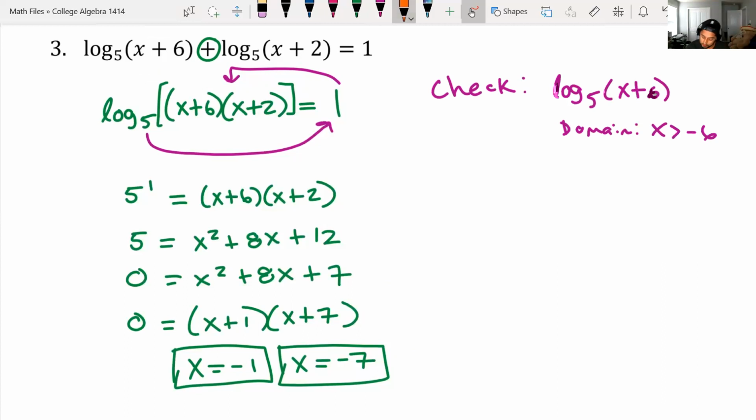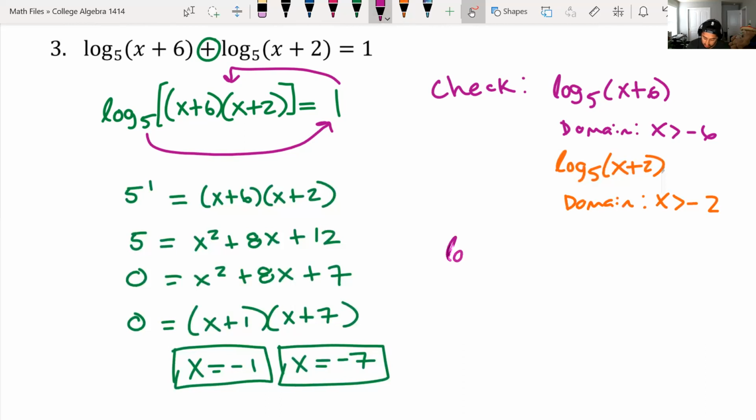And for log base 5 of x plus 2, the domain is x greater than negative 2. So if you put these domains together, we have to have any x value greater than negative 2. That's the only thing that's going to work. And the way you can find that out is just take these x values and plug them into the original equation.